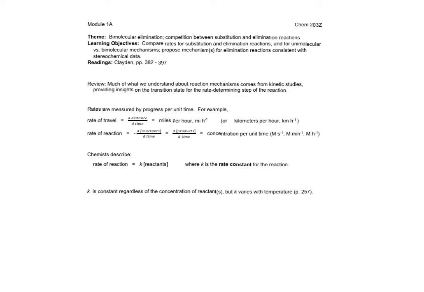And then we describe the rate of the reaction as the product of a rate constant multiplied by the concentration of reactant or reactants, if there are multiple reactants. The rate constant does not depend on the concentration of the reactants, but it does depend on the temperature. For the data to be fully presented, the rate constant should be stated at a specific temperature.